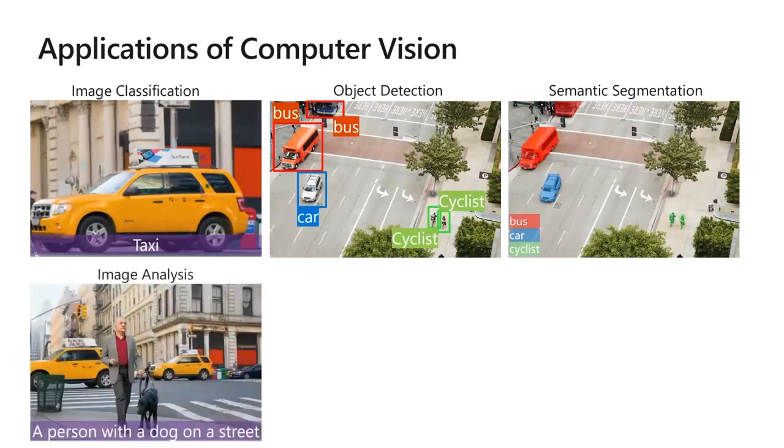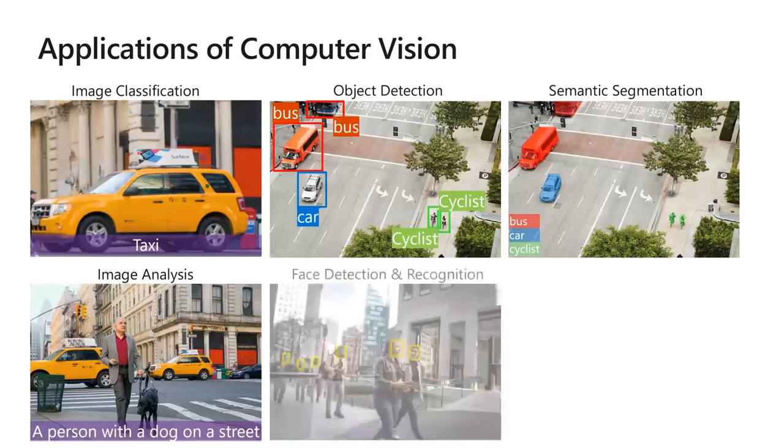Another example here is image analysis. You can see that there's an image, and you will get a description back. The algorithm will generate captions and tags based on the content. And we'll see a short demo of that later.